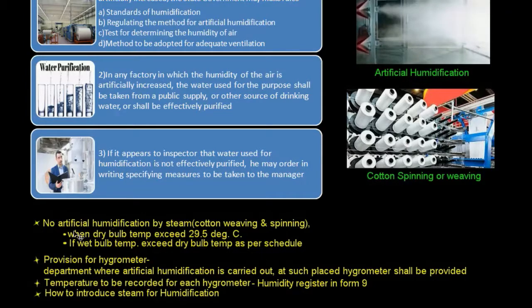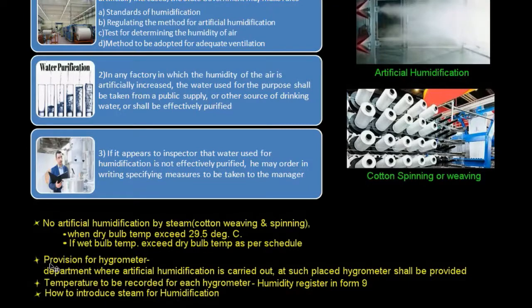You cannot carry out artificial humidification by steam if the dry bulb temperature is more than 29 degrees centigrade, and if the wet bulb temperature exceeds the dry bulb temperature. There is a schedule given in the Goa Factory Rules. In that schedule there is a column of wet bulb temperature and a column of dry bulb temperature. If the wet bulb temperature exceeds the dry bulb temperature in the schedule, then you cannot carry out artificial humidification. So there are two conditions in which you cannot carry out artificial humidification.